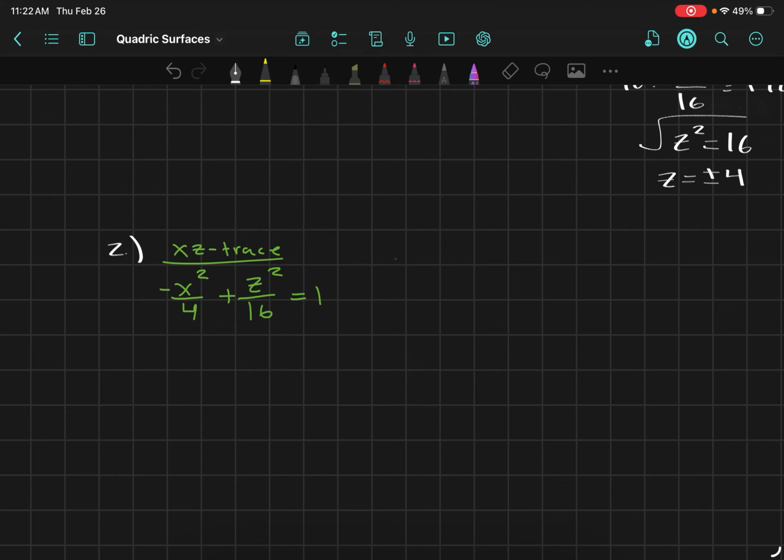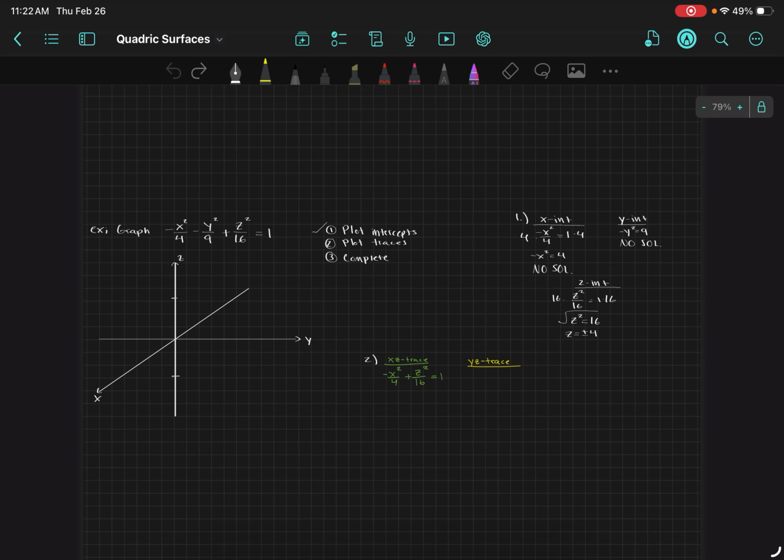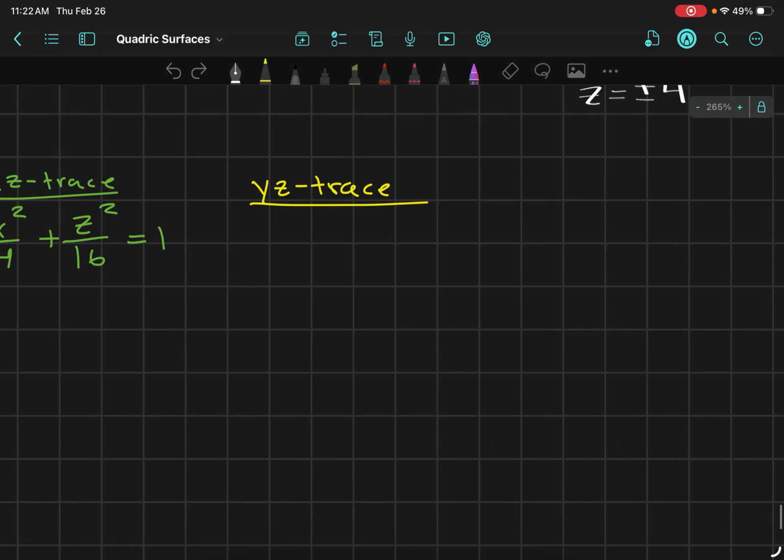Yellow is my YZ, I think. I'm going to do the opposite order of what I usually do, meaning our x is equal to 0. Negative y squared over 9 plus z squared over 16 is equal to 1. Looks pretty doable. Negative y squared over 9 plus z squared over 25, oh, is it 25? It's 16. I'm used to 25. Whoopsies. Is equal to 1. There we go. That is going to be our YZ trace.